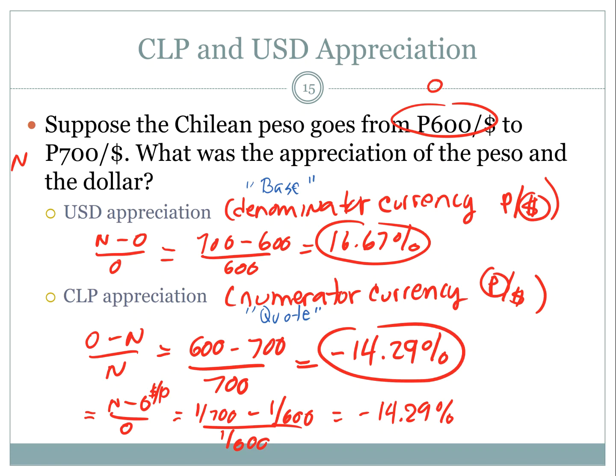You're quoting the price of a dollar, not the price of a peso. So what's going on here is the price of a dollar went from 600 pesos to 700 pesos, even though we say it's the price of the peso. It's not. But that's just the way the world works. I can't change it. So if I take new minus old over old, 700 minus 600 over 600, it's telling me about what happened to the dollar, not the peso, because that is the price of a dollar. So it looks like the dollar just appreciated 16%. So for Chileans coming to America, things are 16% more expensive.